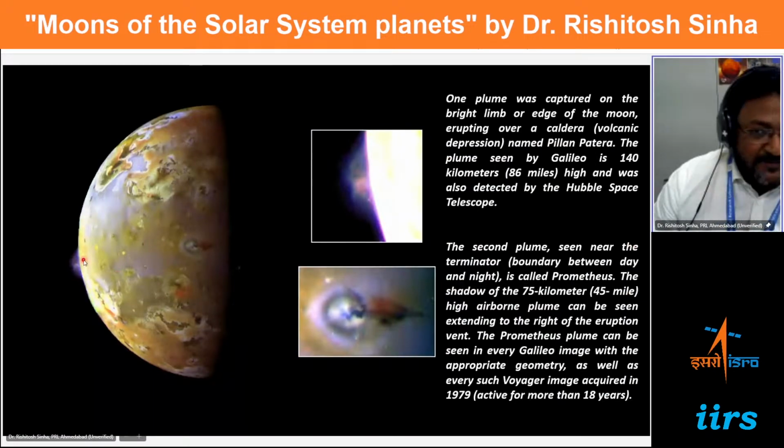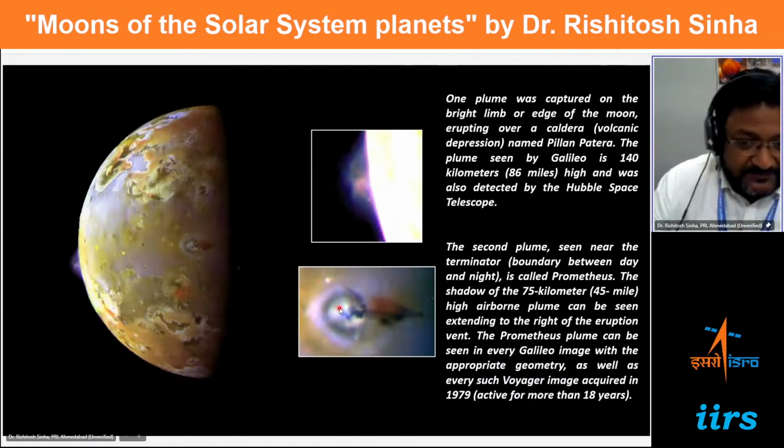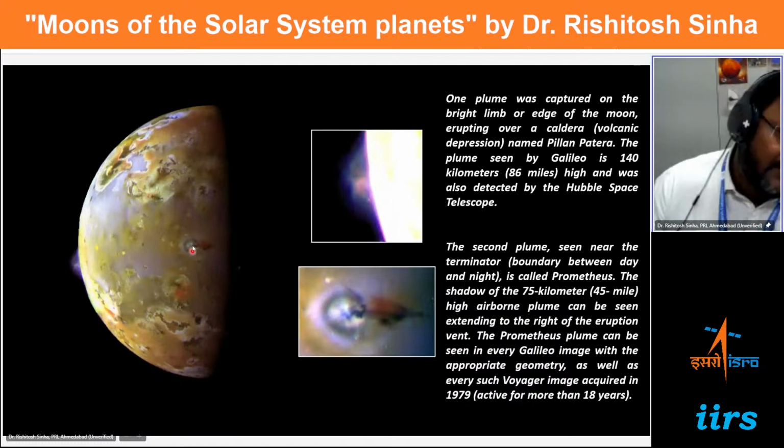This is another example in which we can see plumes erupting from the surface of Io. You can see one example here and another one here. You can see the zoomed images of those plumes. You see that there are plumes that are erupting from the surface of Io.